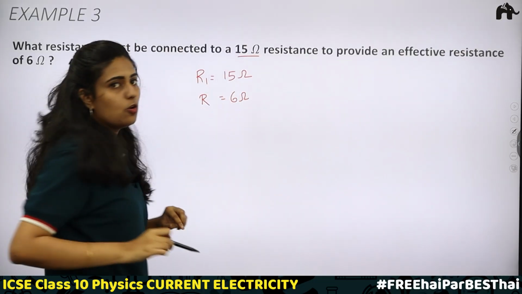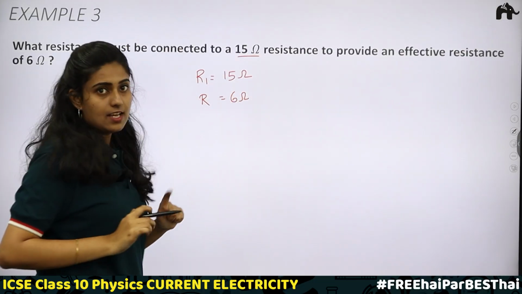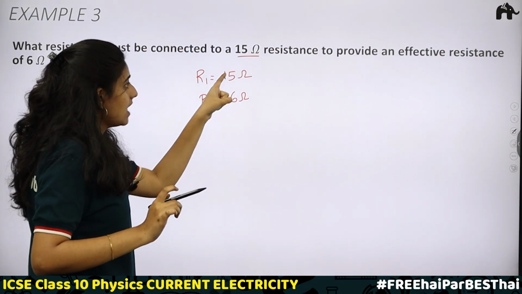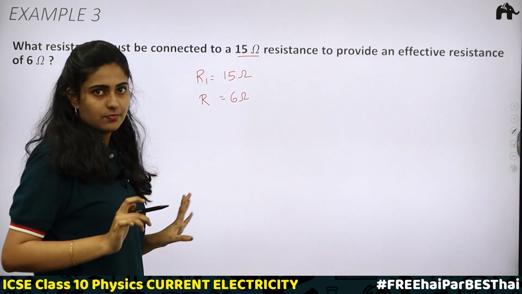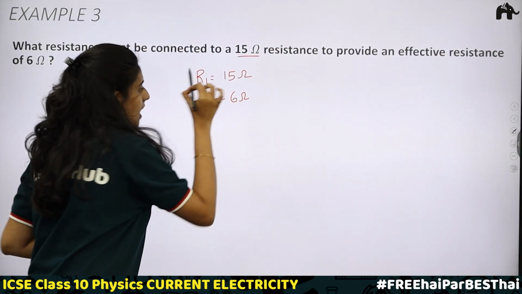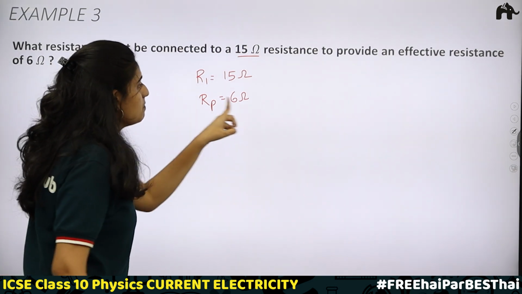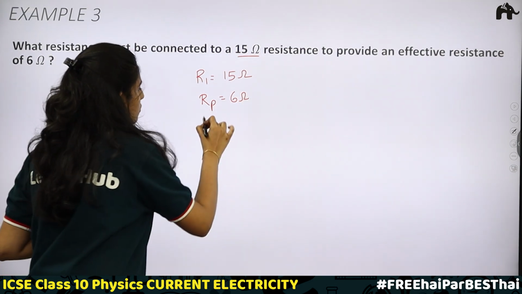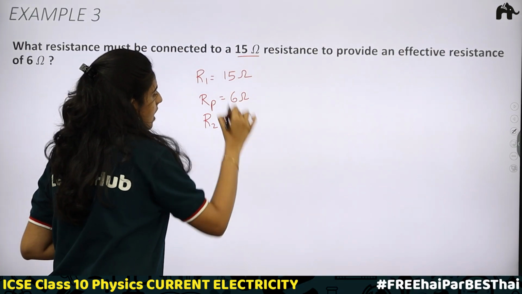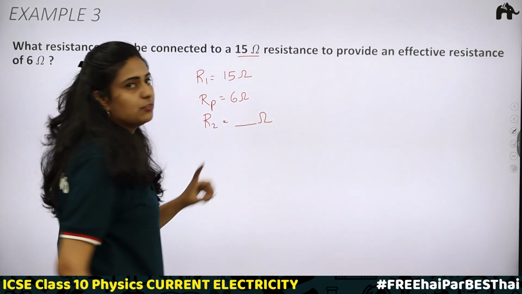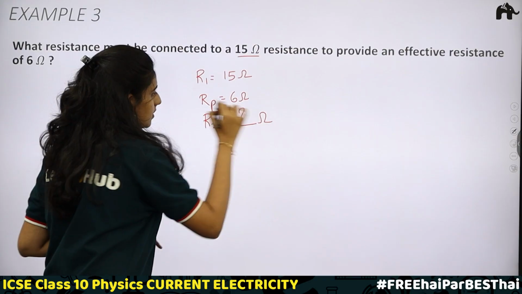So here we have 15 ohm as one resistor and the effective resistance is less than the resistance of the given resistor, which means the connection here is a parallel connection. Effective resistance in parallel connection is 6 ohm. We have to find the second resistance R2. Okay, we have to find the value of R2.